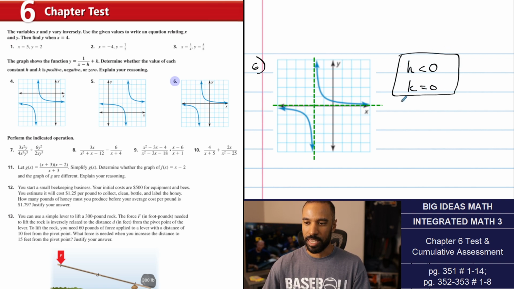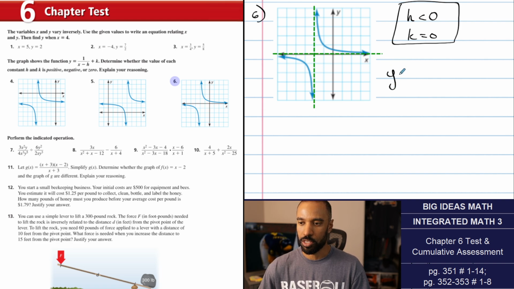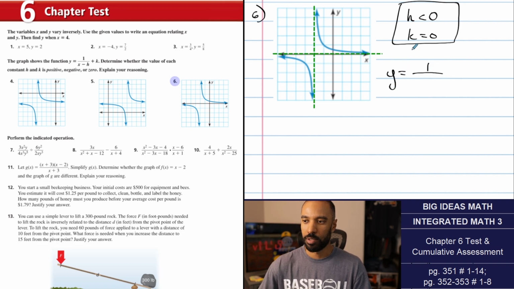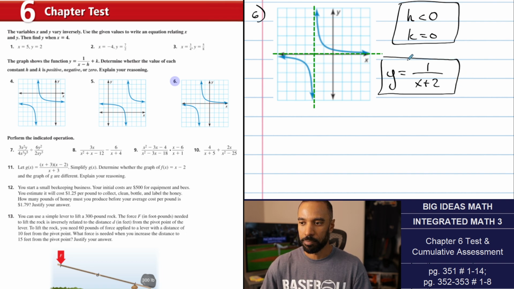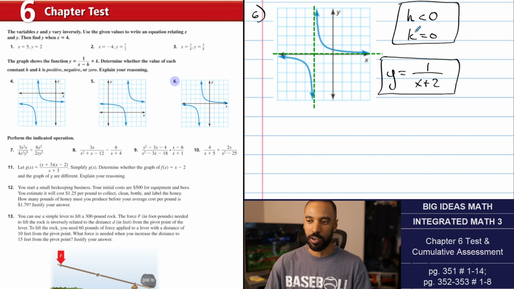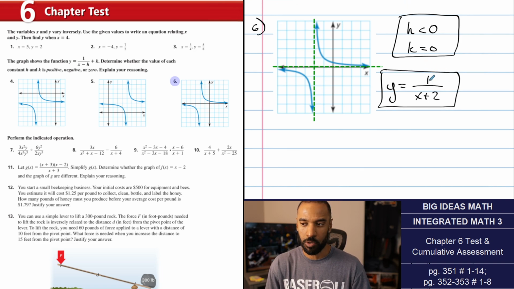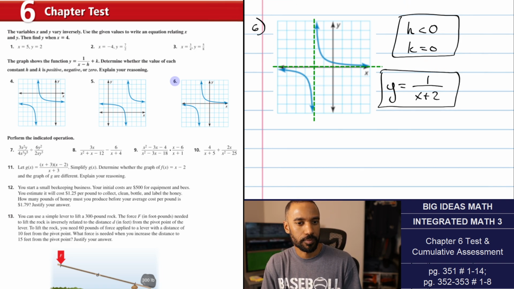It's all about, once again, the asymptotes. As far as an equation goes here, this would be y equals 1 over x plus 2, and plus 0, which you don't need to write. So when it comes to graphs, if you need to figure out what to do, we actually start from our asymptotes, and then we use the a value as needed.